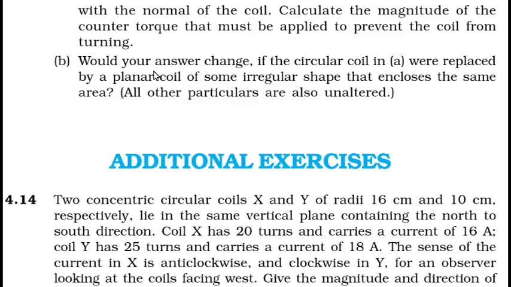B: Would your answer change if the circular coil in A was replaced by a planar coil of the same irregular shape that enclosed the same area? All the other particulars are to be unaltered. Let us see the solution.